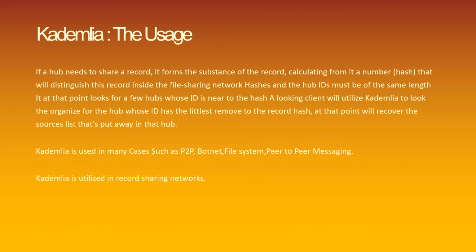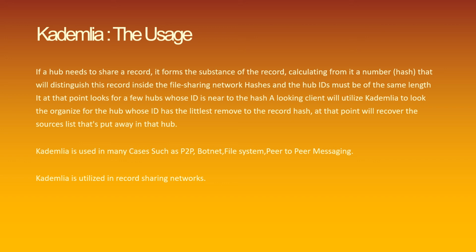Coming to the mechanics, if a node needs to share a file, it takes the content of the file and calculates from it a number that will distinguish this file inside the file sharing network, the hash, and the node IDs must be of the same length. It then looks for a few nodes whose ID is near to the hash. A searching client will use Kademlia to look through the network for the node whose ID has the smallest distance to the file hash. Then we retrieve the sources list stored in that node.